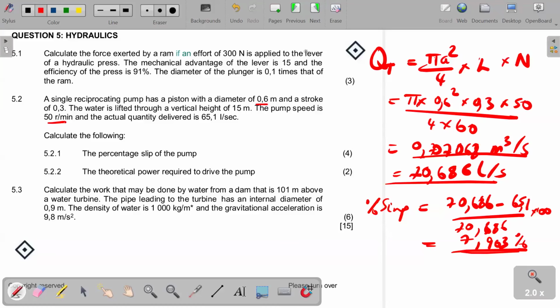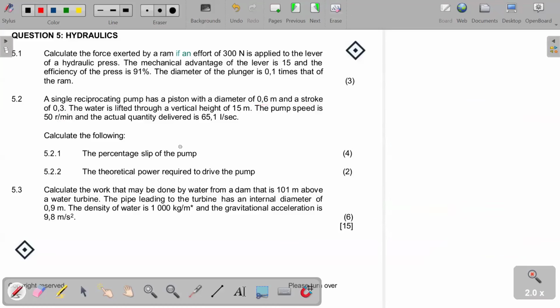Let's go to 5.2.2. Calculate the theoretical power required to drive the pump. Power is equal to density multiplied by gravitational acceleration multiplied by the theoretical volume multiplied by height. Why? Because we want the theoretical power. Let it always be known that the density of water is 1,000 kg per cubic meter.